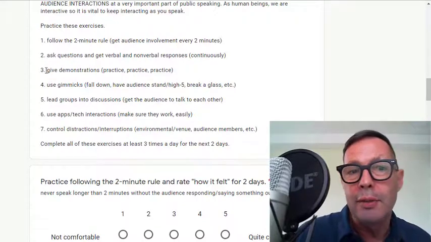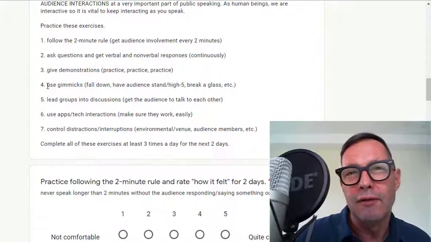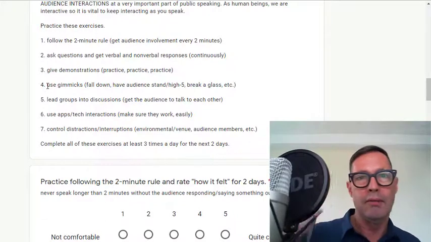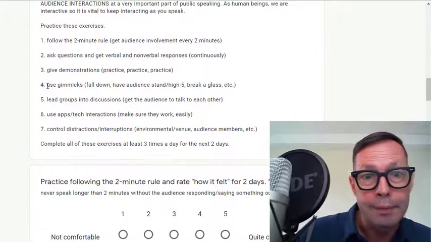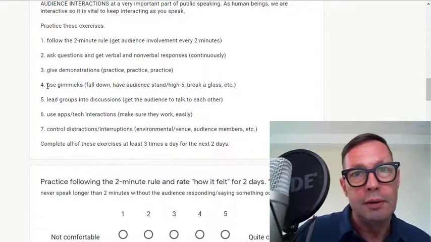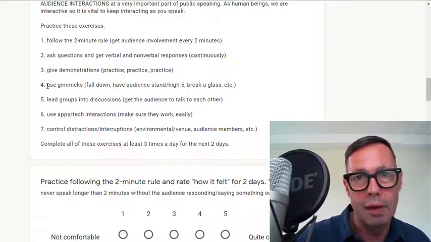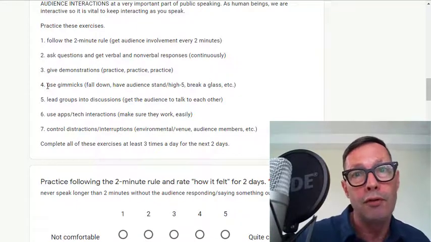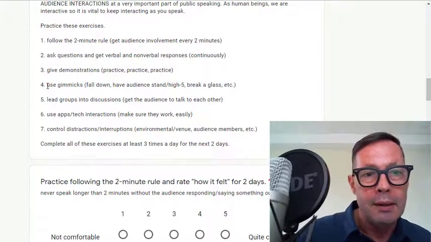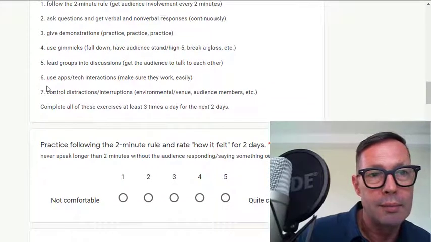Also, you can give demonstrations, but the main thing is practice, practice, practice. You can use gimmicks like fall down, or have the audience stand up and talk, or have the audience high-five each other, and these are good. Or you can do something like break a glass, but be careful. You want to make sure that you've practiced them ahead of time, because the more you practice, the better you will know yourself and how to do it with your audience, and timing and pace, things like that. Again, you want to try these with your friends and neighbors.